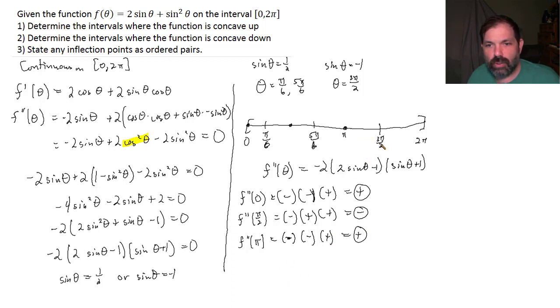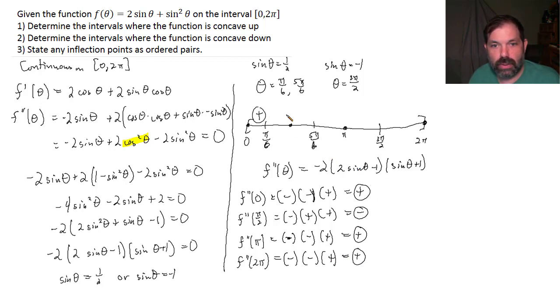And finally, between 3 pi over 2 and 2 pi, we can actually just use 2 pi. And again, the sine of 2 pi is 0. So f double prime at 2 pi would then be negative times a positive, which would again be a positive. So positive, negative, positive, positive. All right, so what is this telling us?